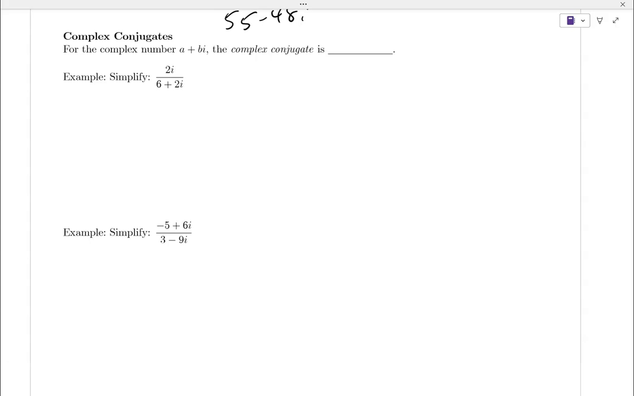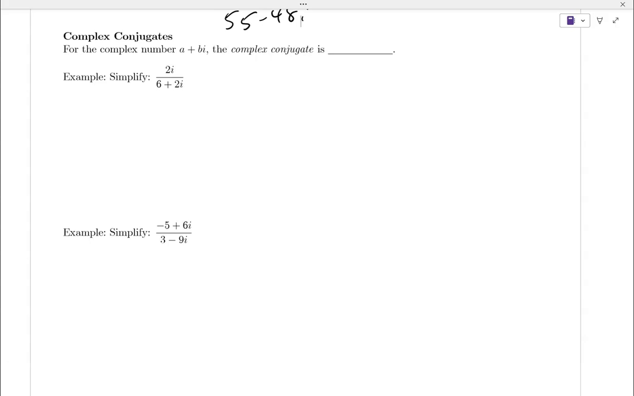The only thing we have to worry about is if we come up with an i squared, what is i squared equal to? -1, right? So anytime you come across an i squared, you change it to a -1, right? All right, so what we did not talk about last time was division. Division, we use what's referred to as a complex conjugate.